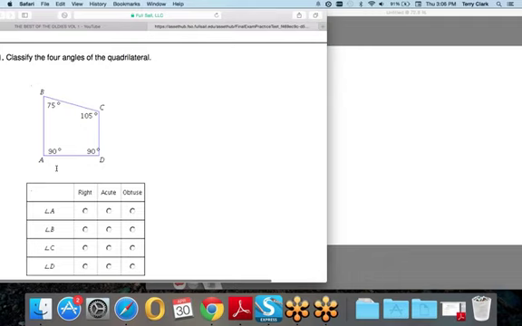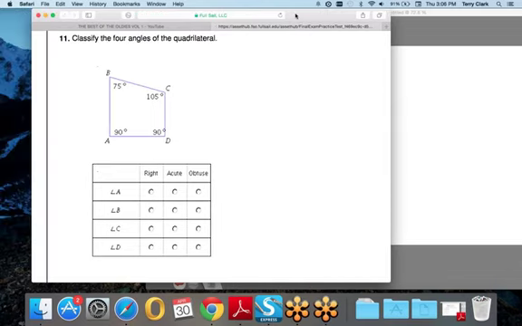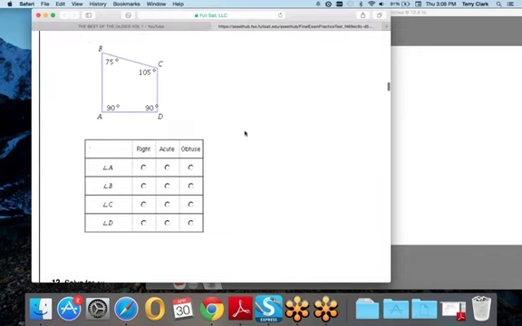Okay. Angle C is going to be an obtuse angle, and it's obtuse because it is greater than 90 degrees. And angle D is going to be a right angle as well, and it is right because it is exactly 90 degrees. Okay, does anyone have any questions about number 11?